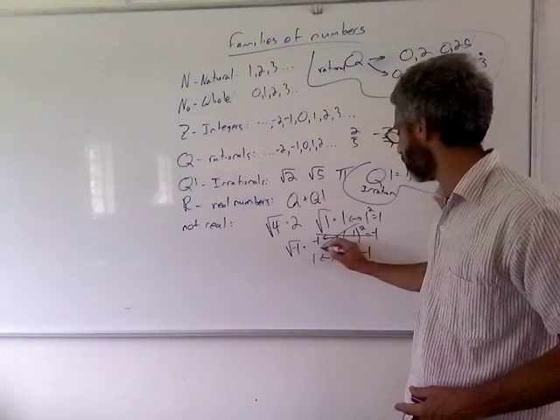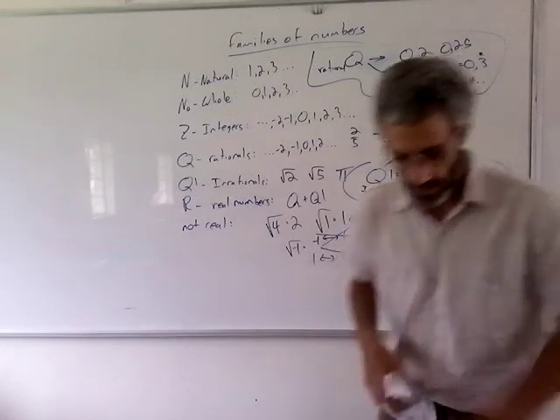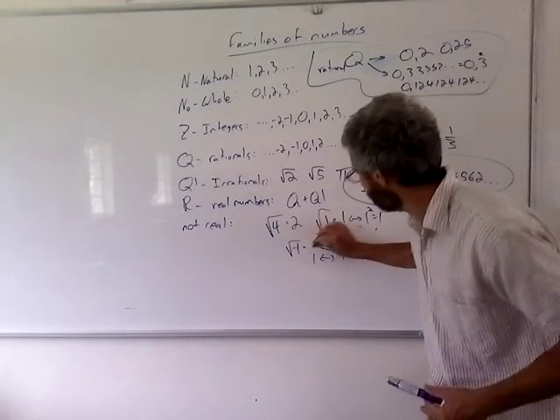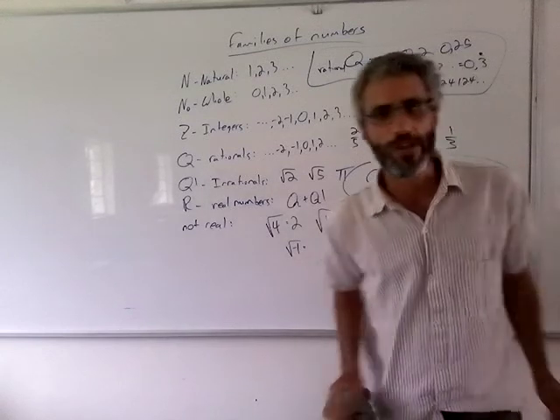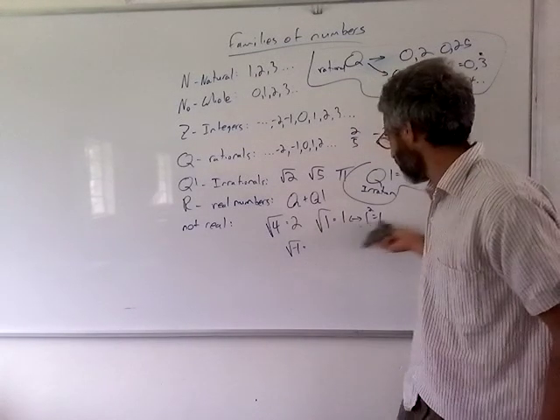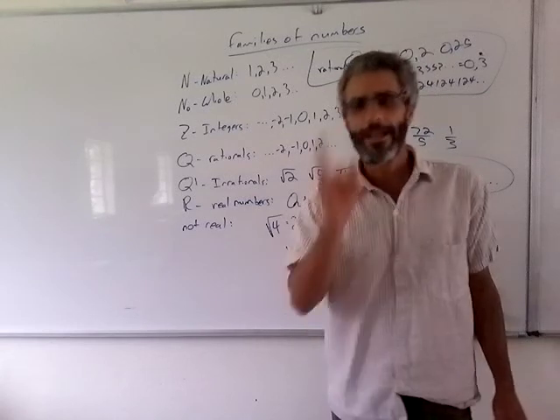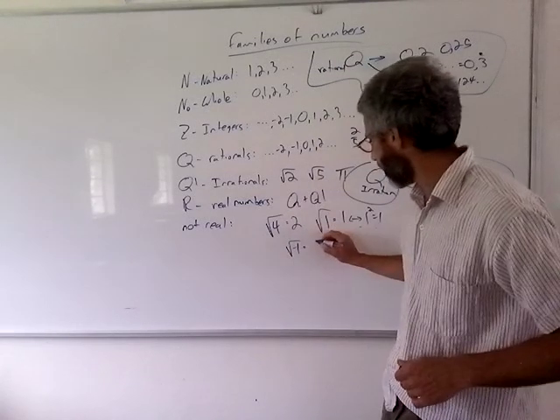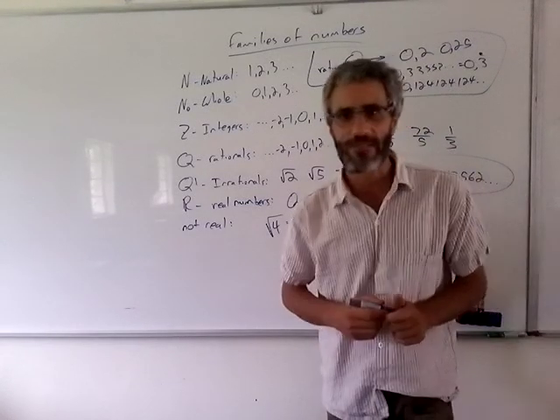1 squared is 1. So the answer is that the square root of minus 1 is actually not a real number. But what does it mean, not a real number? It just doesn't exist, is it? It does exist. There is a number like that, and we call it the letter i. We give it the letter i.